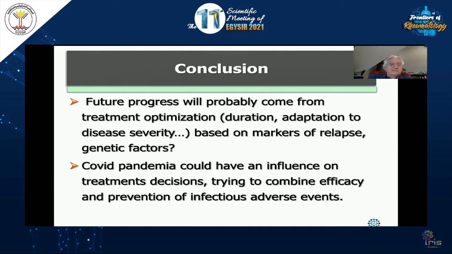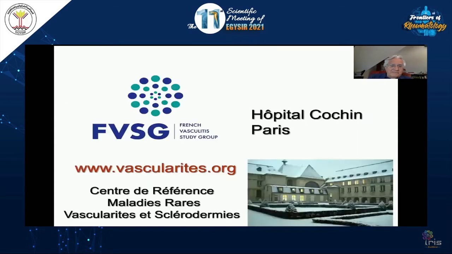And also a few words on the COVID pandemic. And maybe also that we have considered other treatments to try to avoid this depletion of B cells for some patients with vasculitis associated to ANCA.